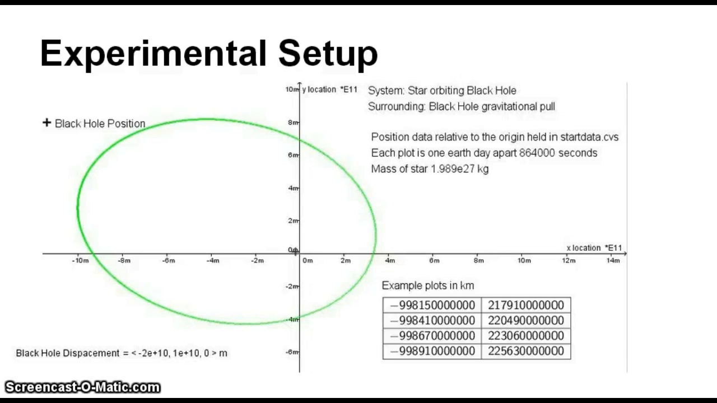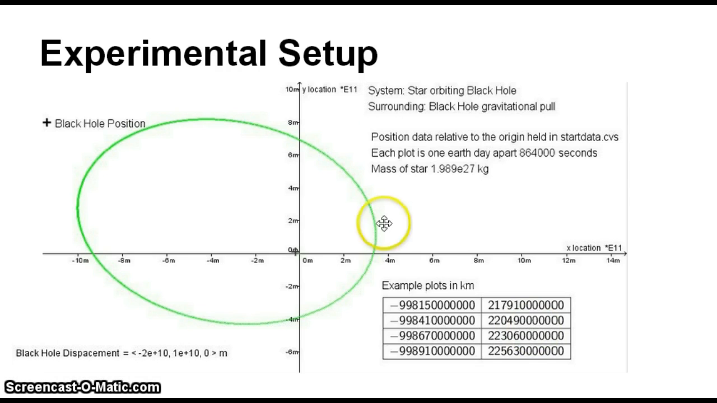The system we will consider is a star rotating around a black hole. The gravitational force exerted by the black hole will be assumed to be the sole external force acting on the star. The position data of the star relative to a fixed origin is in stardata.csv. A small example of the plots is shown in the table. All the values are in meters.